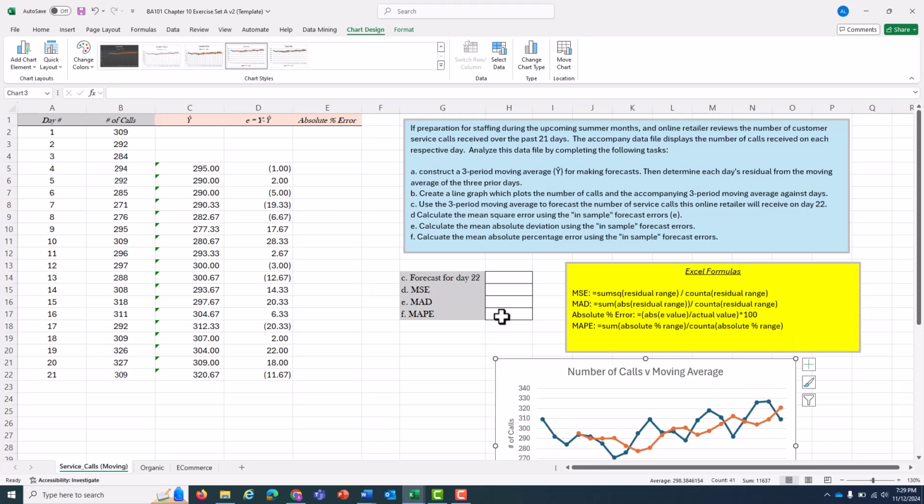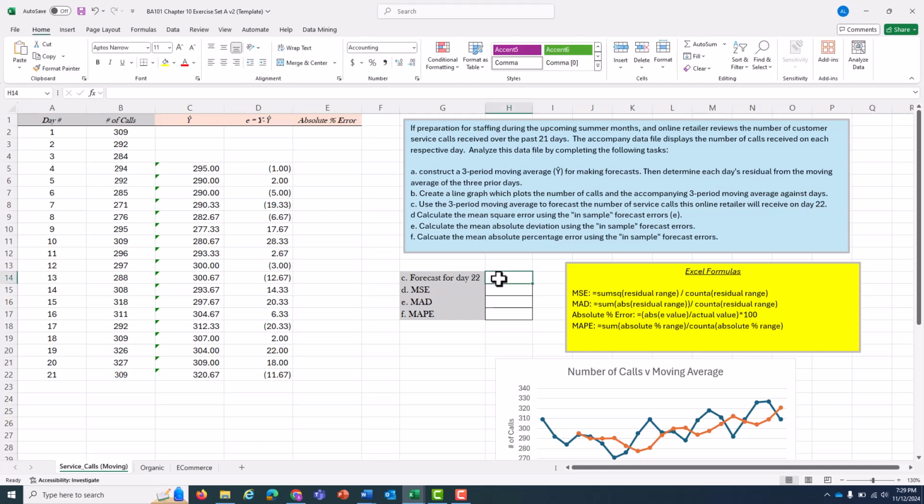Well, let's use that then to figure out what our forecast is going to be for day 22. How would I figure that out? Well, what's the assumption we're going with? That on any one given day, we predict that the amount of calls we're going to get is going to be equal to the average of the last 3 days. And in this case, the last 3 days before day 22 would be days 19, 20, and 21. So it would be the average of 326, 327, and 309, and that comes out to be 320.67.